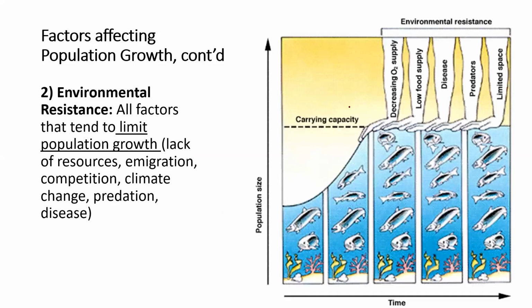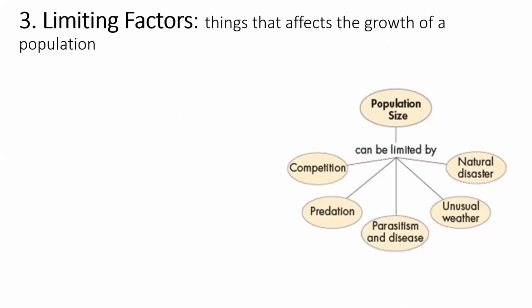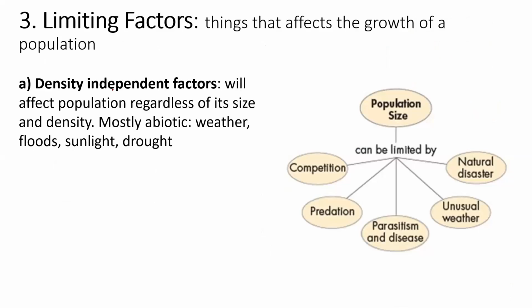Environmental resistance is all the things pushing down on a population, keeping it in check, preventing it from going up, up, up. Okay, so we can see here for fish, it would relate to oxygen, food, disease, predators, limited space. Limiting factors that affect population growth can be density independent. They're going to affect a population regardless of size, and they're mostly non-living. So they'd be things like natural disasters and unusual weather.